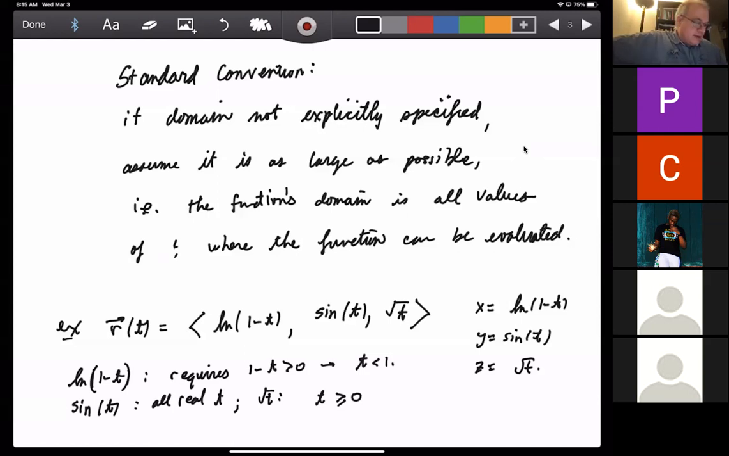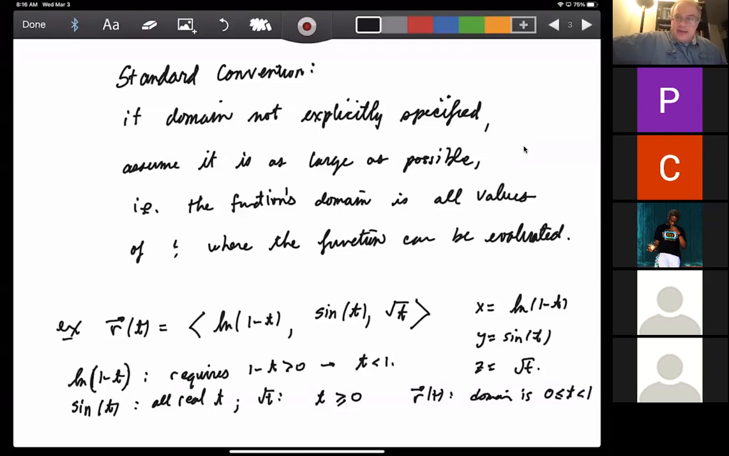So if you put all this together, you've really got two restrictions. T is less than 1 for one of the components. T is bigger than or equal to 0 for another of the components. So for R of t, the domain is that t is bigger than or equal to 0, but strictly less than 1. Okay.